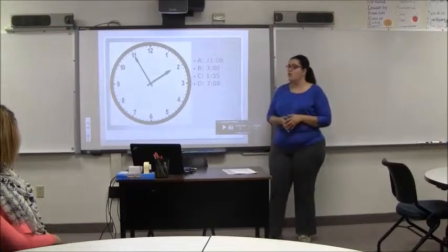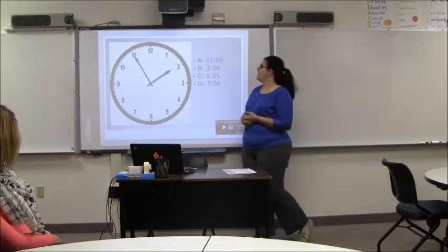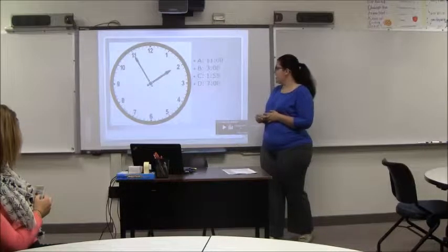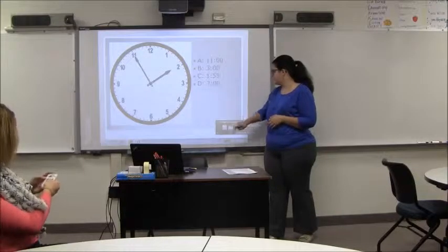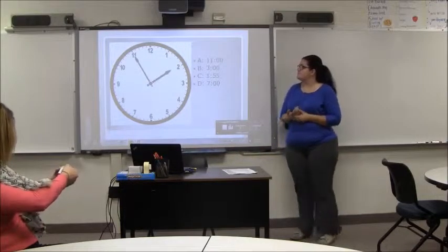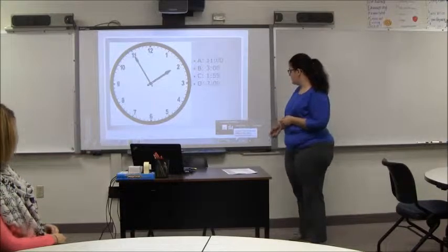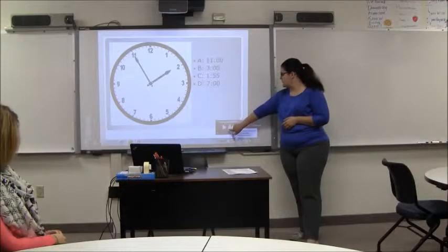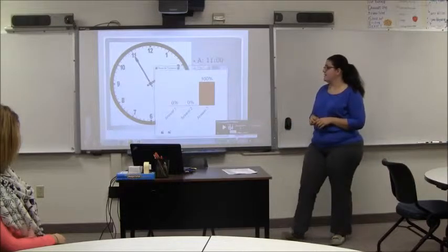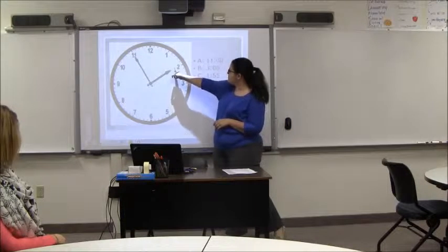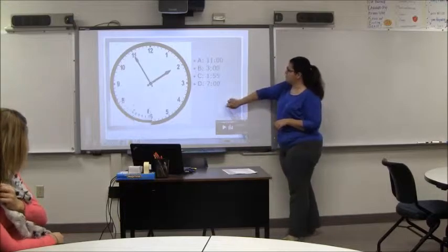Okay, so the first one. What time is shown on the clock? Is it 11 o'clock, 3 o'clock, 1:55, or 7 o'clock? This one's one of the tricky ones. Correct answer, C, because we see the little hand is just before the 2, so that makes it in the 1 o'clock hour, and the 11 is for 55. Good job.